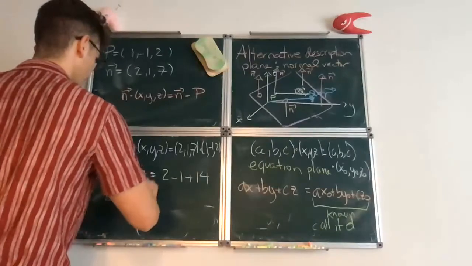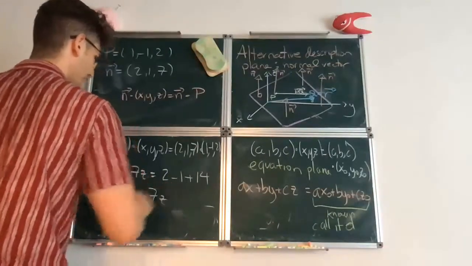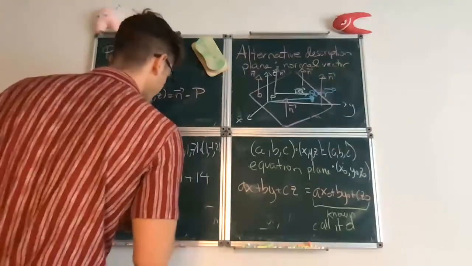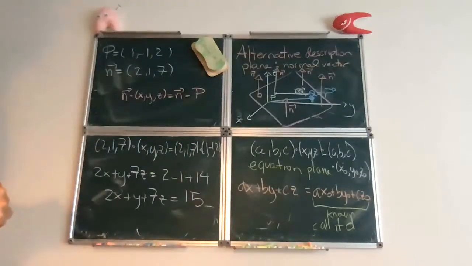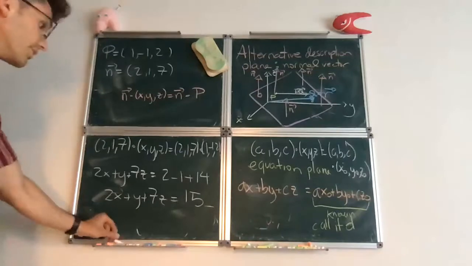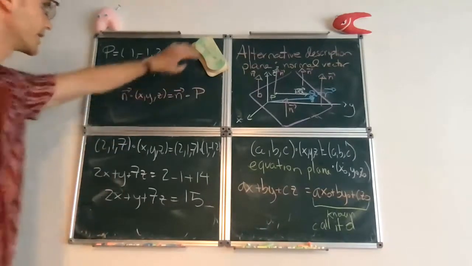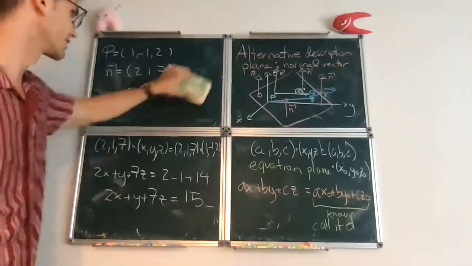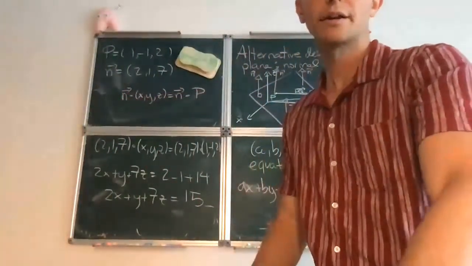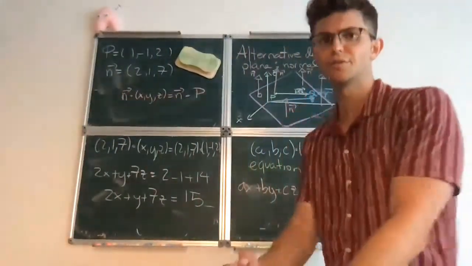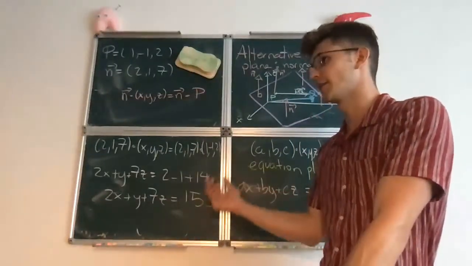and so you get 2x plus y plus 7z equals 15. Okay? And there it is. That's the equation of a plane. And notice that this looks more similar to y equals mx plus b, right? So it's in a sense a useful generalization of the equation of a line.